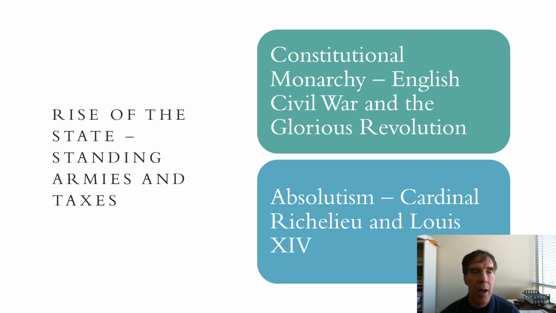And then you also have the Glorious Revolution of 1688, where Parliament took it upon itself to overthrow a king that it viewed as a tyrant and to replace that king with a different king, William and Mary. This was known as the Glorious Revolution because it was a revolution.